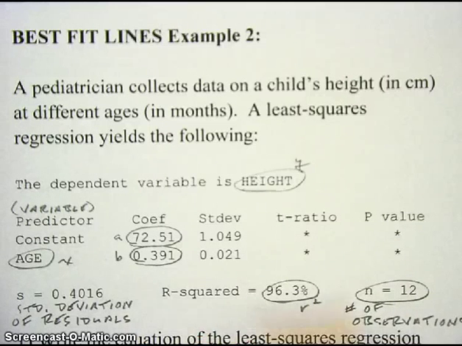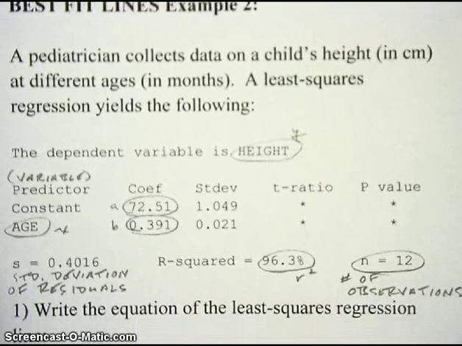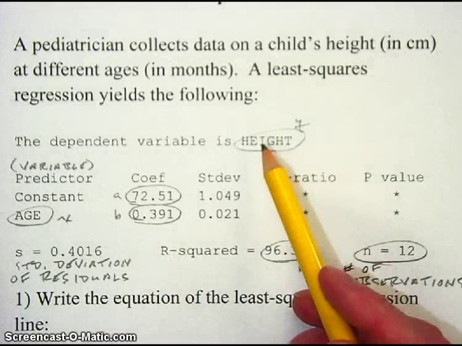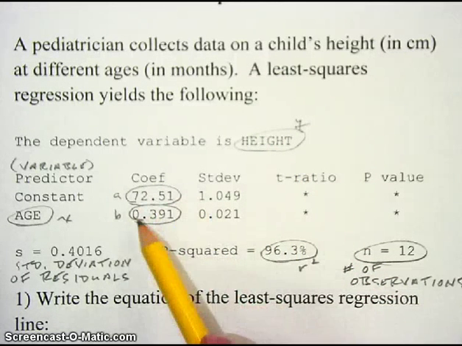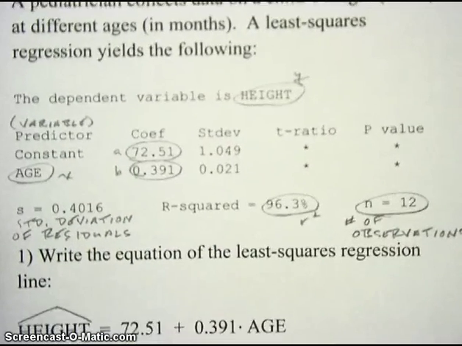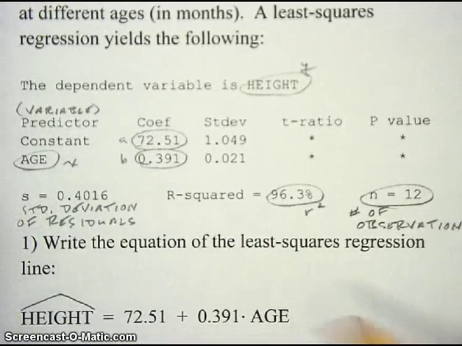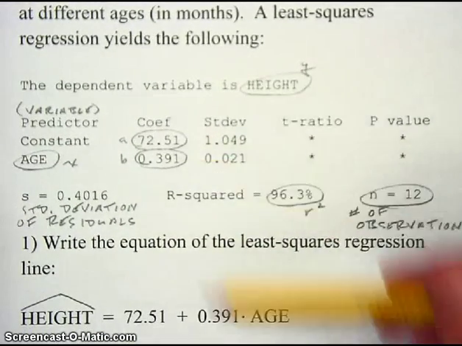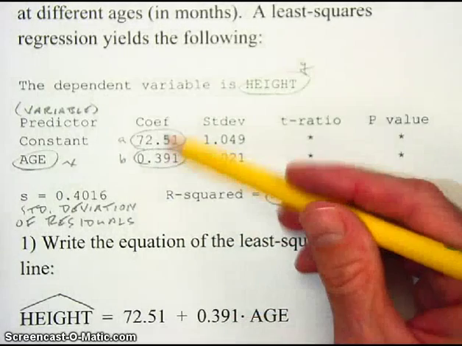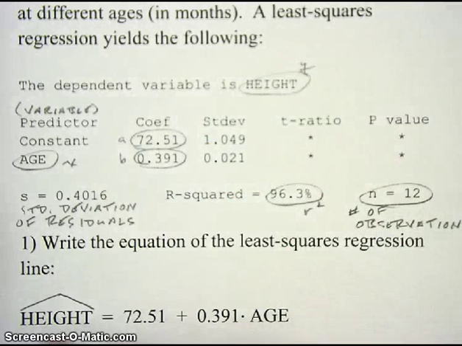If you have output like this, you have enough information to write the equation of the best fit line, or the least squares regression line. And the way you do that is you write the y variable with a hat equals a plus b times x. So it's just height with a hat equals 72.51 plus 0.391 times age. That's all there is to it. You're basically just copying things out of the computer output and writing them in this format. That's pretty much all you're doing.